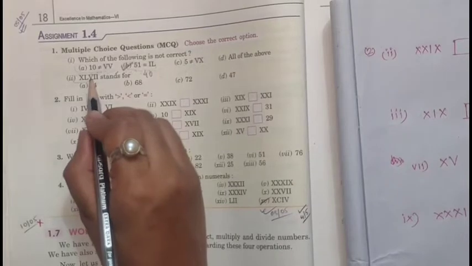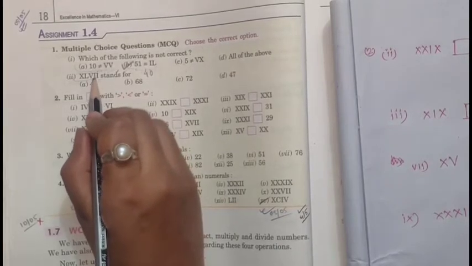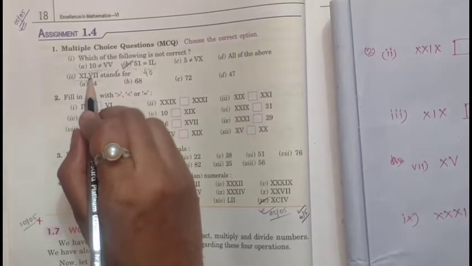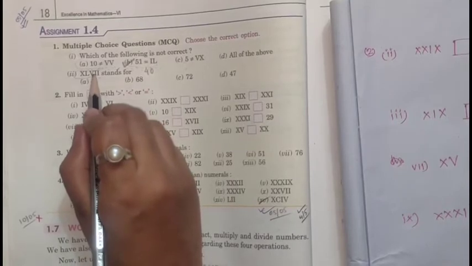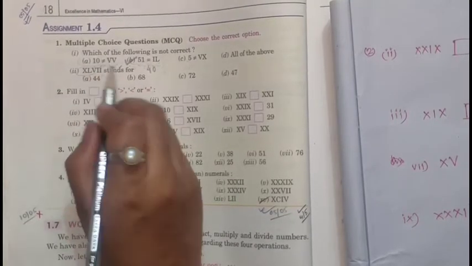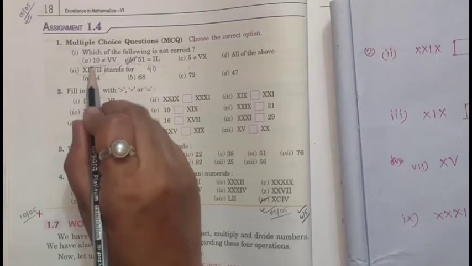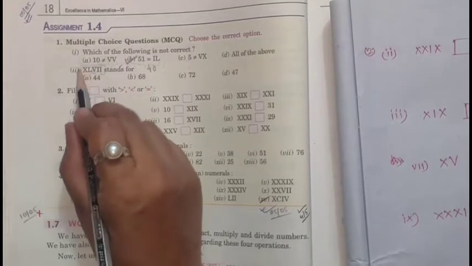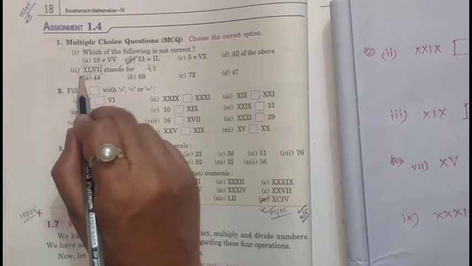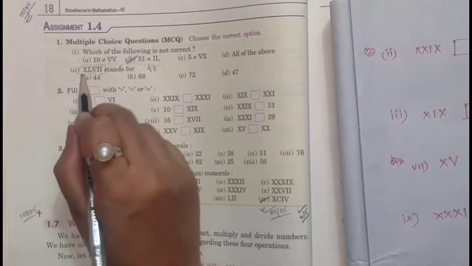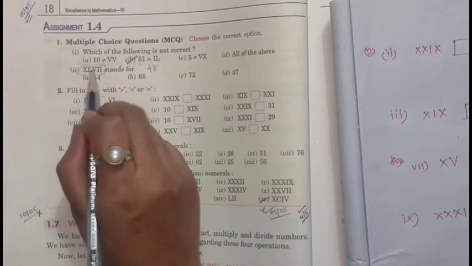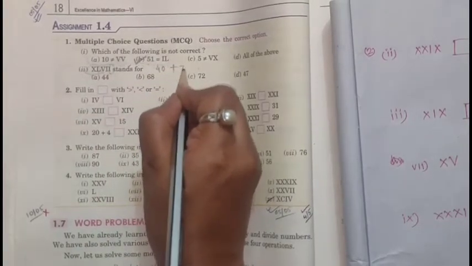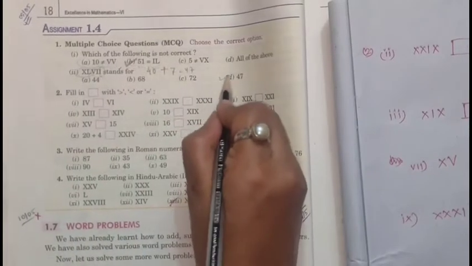Then VII. So VII means 5 plus 1 plus 1, that is 7. So 40 and 7. The value of this Roman numeral is 7. The value of this Roman numeral is 40. So 7 is written at the right of 40. So we need to add these two values. 40 plus 7 is 47. So this will be the correct option.